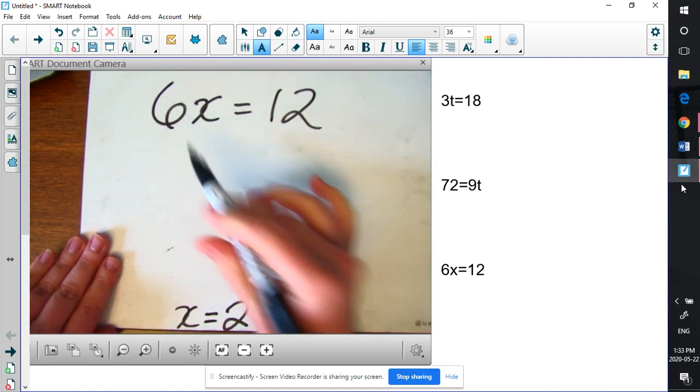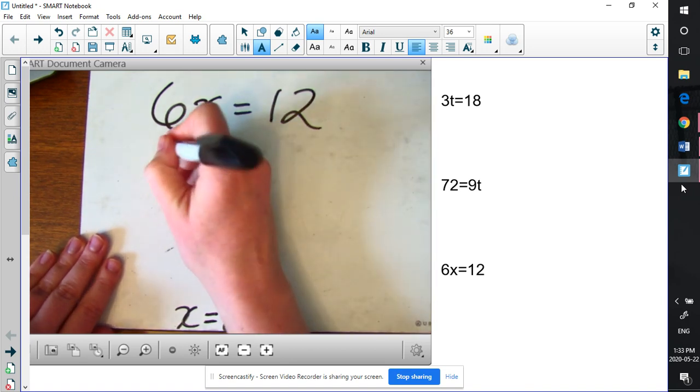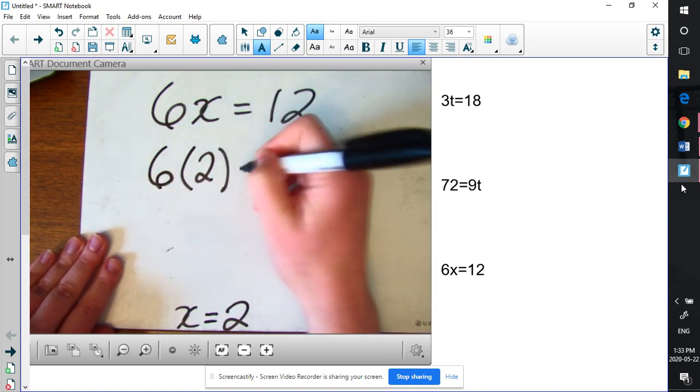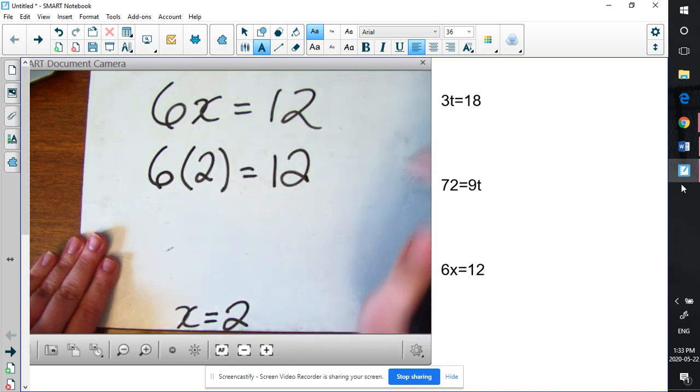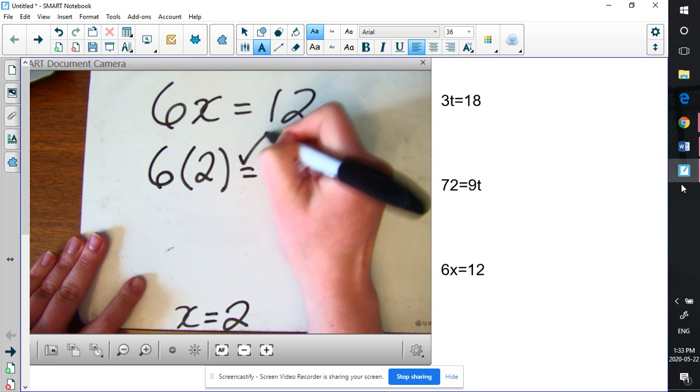So I'm going to replace x with a 2, of course, in brackets. So 6 bracket 2 equals 12. A number beside a bracket, that means multiplication. 6 times 2 does equal 12, so this is right.